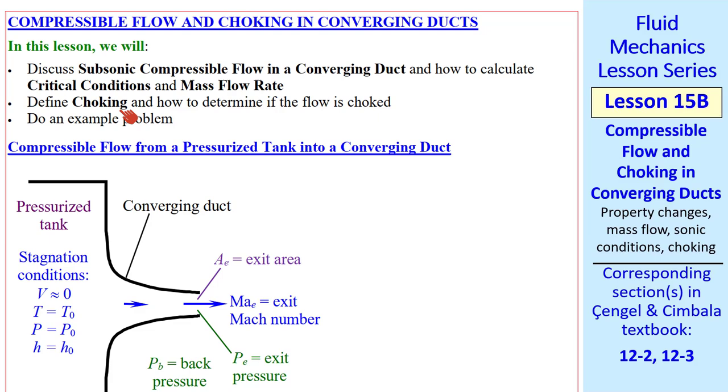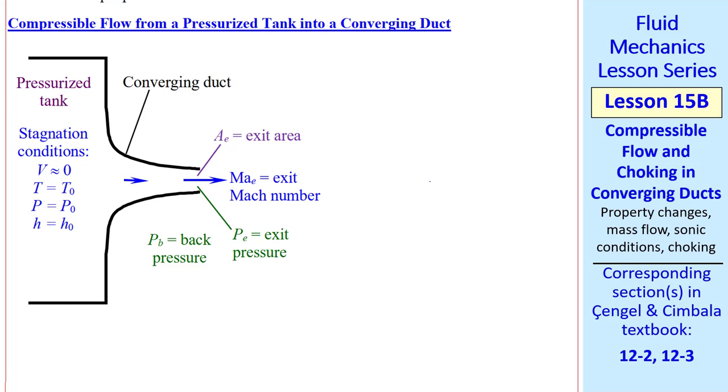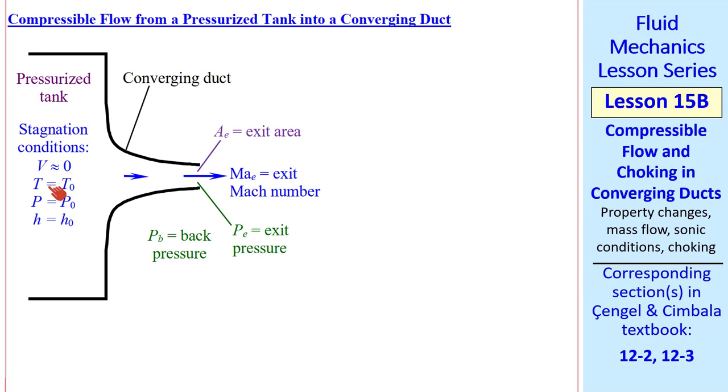Let's consider compressible flow from a pressurized tank into a converging duct as sketched. The stagnation conditions are in the tank, and we label the exit area, the Mach number at the exit, and the pressure at the exit. In the air outside of this duct, the back pressure is PB. Now let's think about this flow.